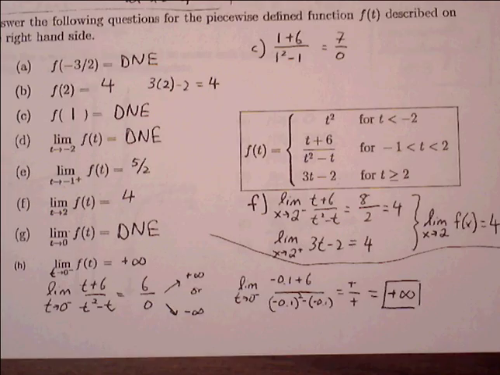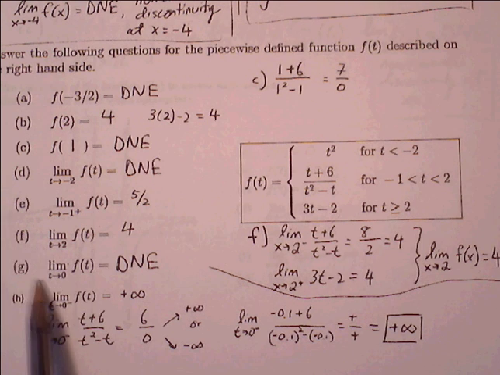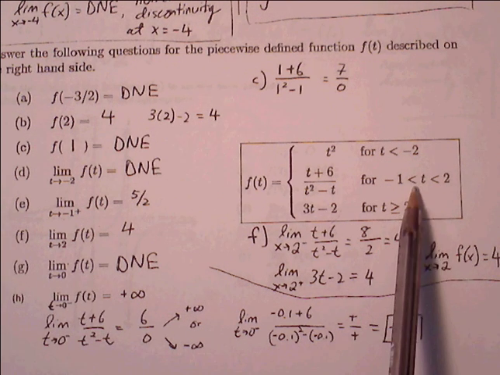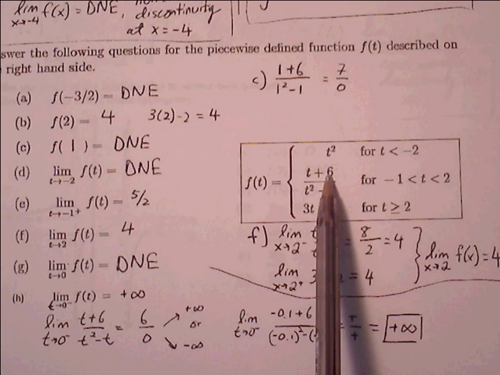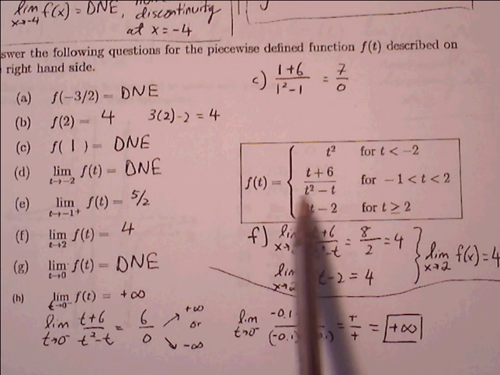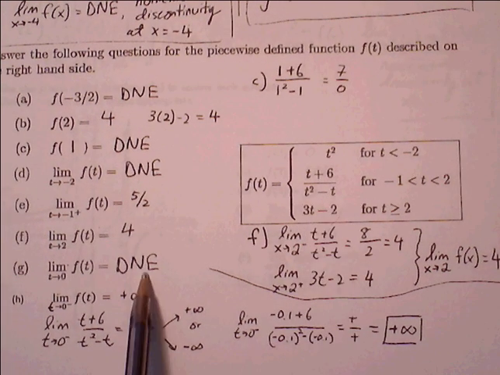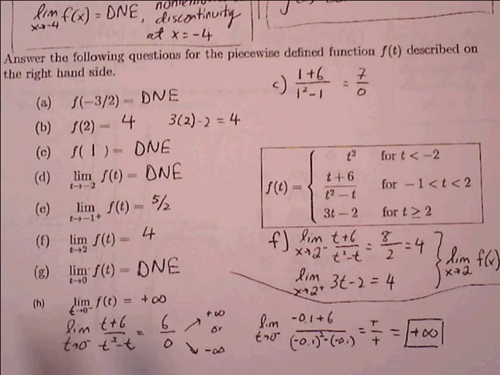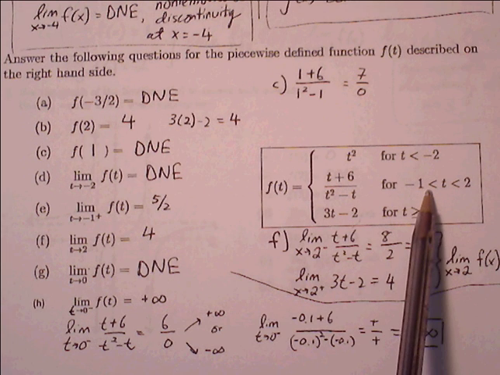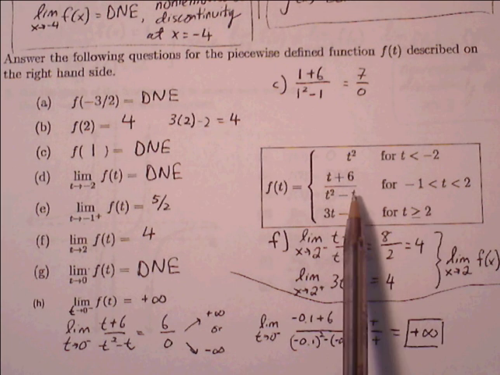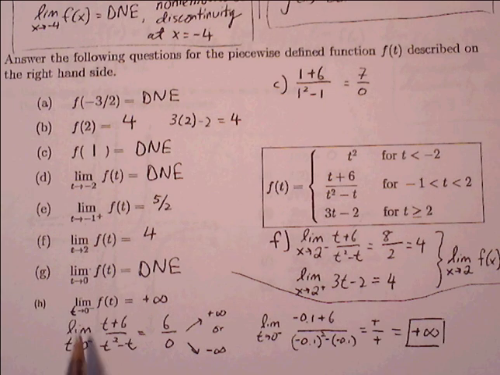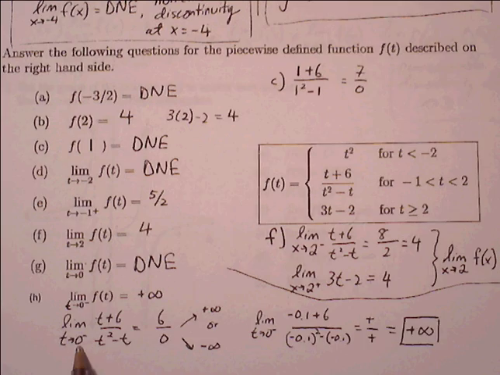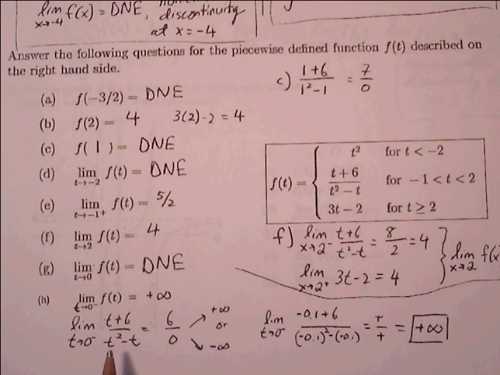Okay, part G. As we approach 0, we're talking about this piecewise. If we plug 0 in, we get 0 plus 6 over 0 minus 0. 6 over 0 is undefined, so it does not exist. Now, approaching 0 from the left side, we know there's a vertical asymptote there, so we just have to decide whether it's going to go to positive or negative infinity.